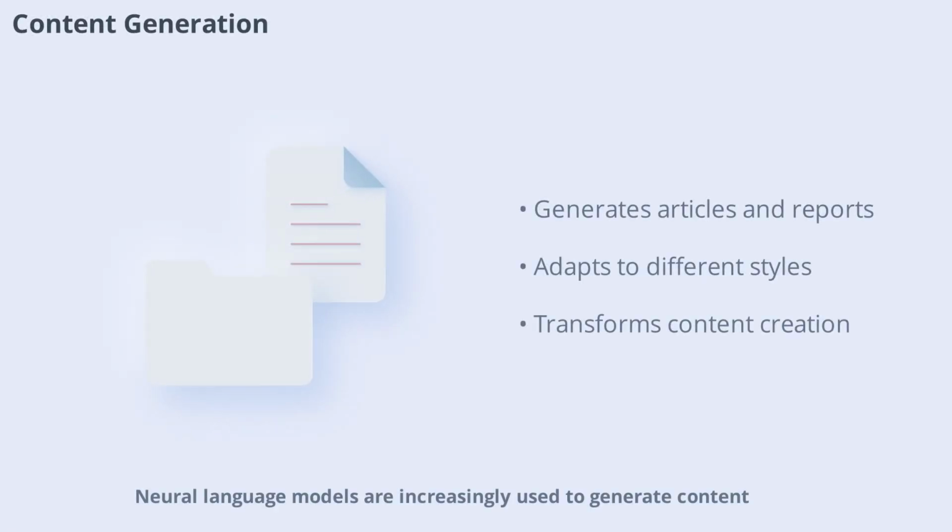Neural language models are increasingly used to generate content, from news articles and reports to creative writing and marketing copy. By understanding context and style, these models can produce human-like text that meets specific requirements. Content generation tools are transforming the way information is created and shared.